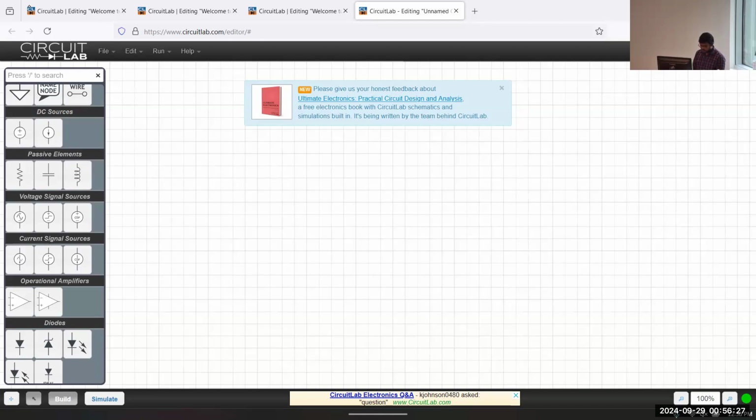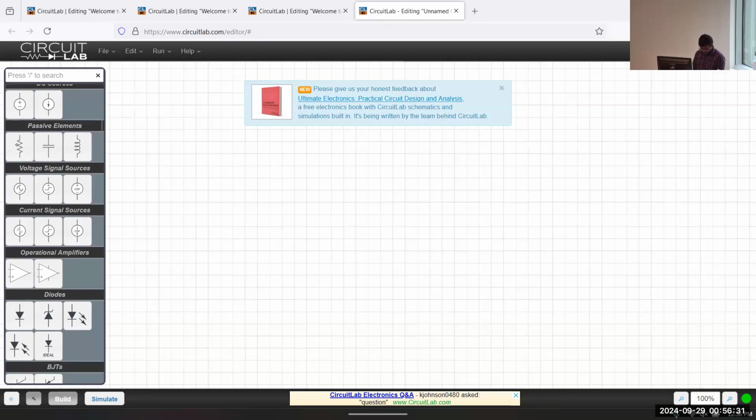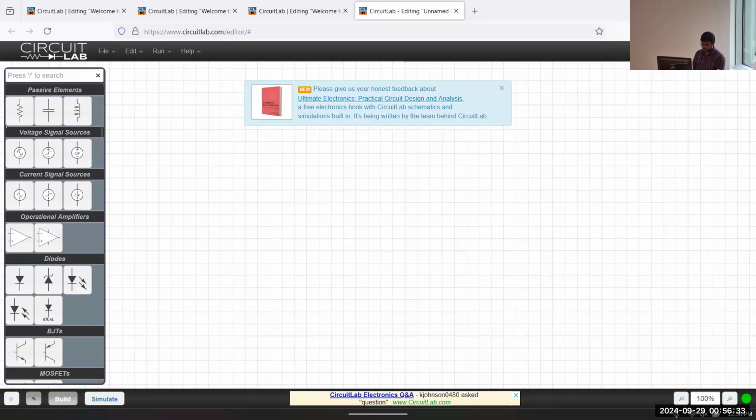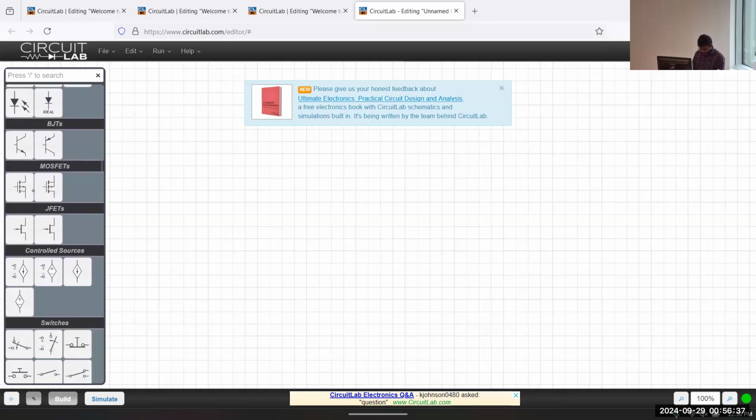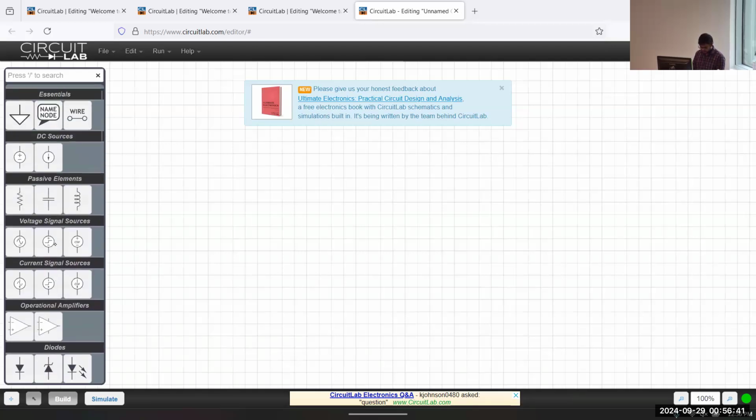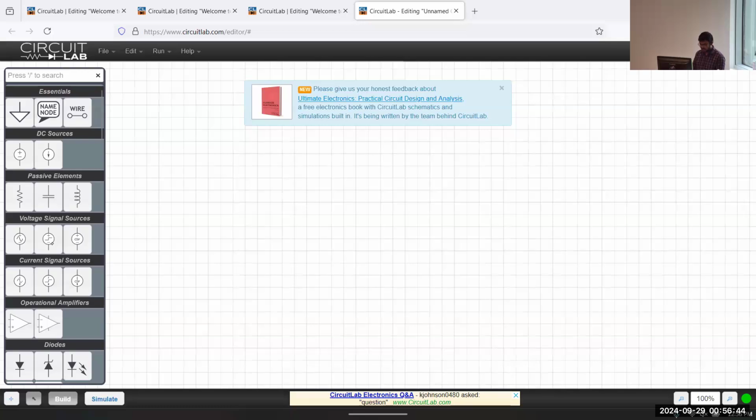So in DC sources, you have voltage and current sources that we used. We have resistors, capacitors, inductors. We will learn them later. We have other, these are the AC sources that I discussed. It's AC voltage, AC current, all those things. We have other components that we have not learned yet. But I think up to this point, we only need voltage, resistor, and another thing.